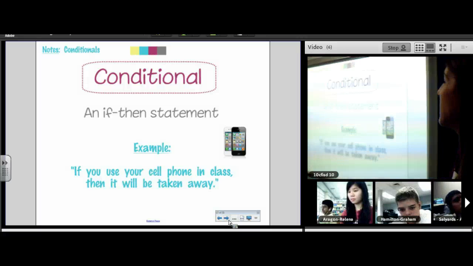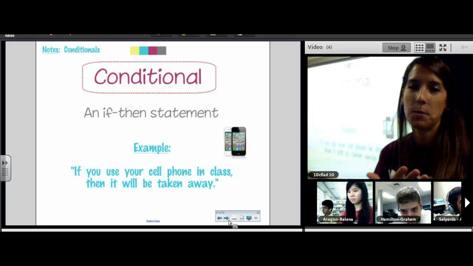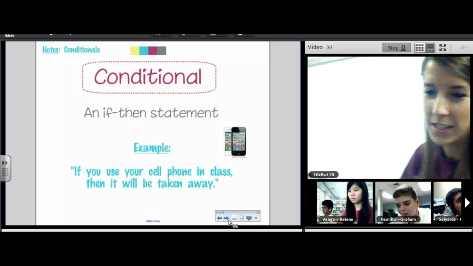All right, so a conditional is an if-then statement. If you use your cell phone in class, then it will be taken away. Doesn't work very well for you guys because I can't tell if you're using your cell phone or not, but we use the honor system, right?